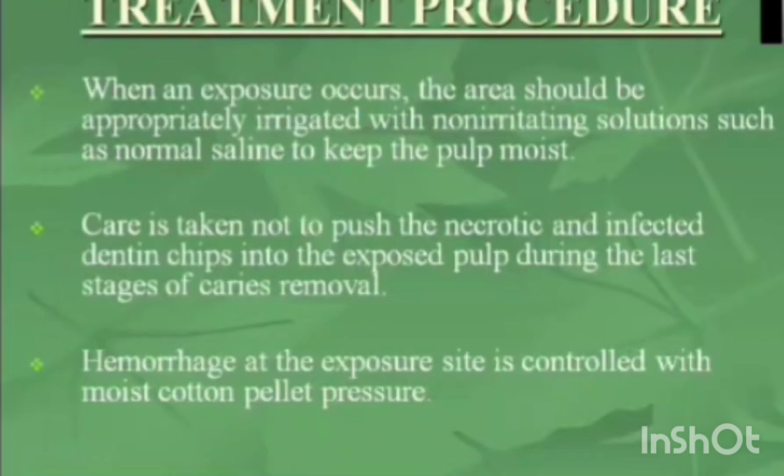What is the treatment procedure? When an exposure occurs, the area should be appropriately irrigated with non-irritating solutions like normal saline, just to keep the pulp moist. Care should be taken not to push the necrotic and infected dentine chips into the exposed pulp during the last stages of caries removal. Hemorrhage at the exposure site should be controlled easily with the help of cotton pellets.